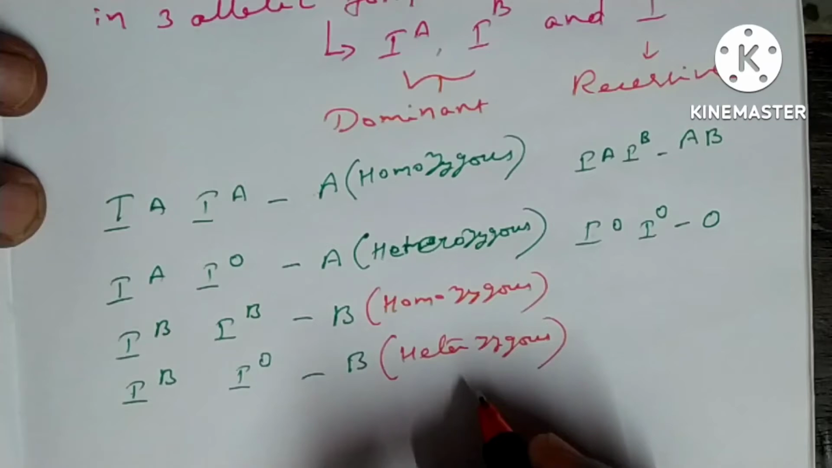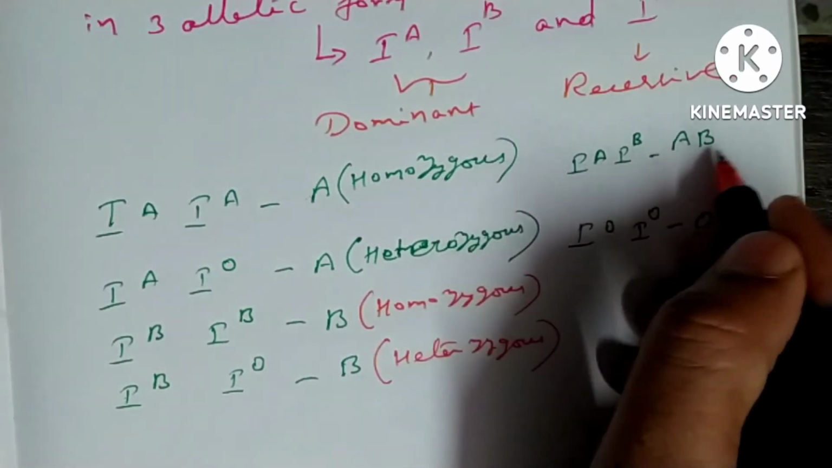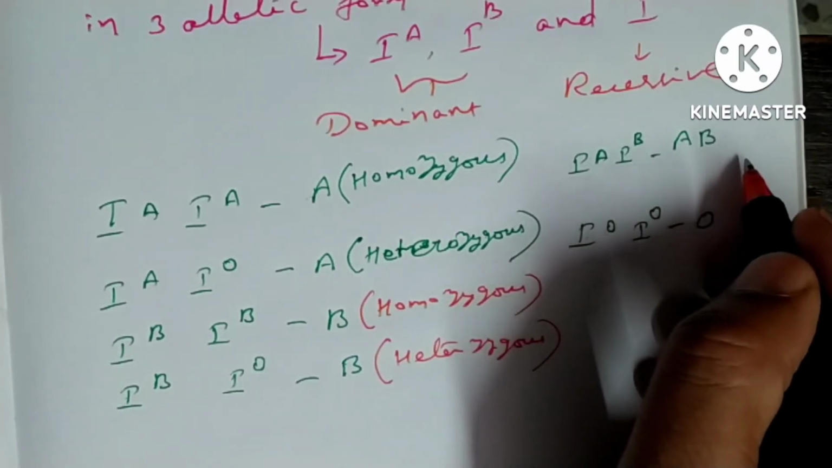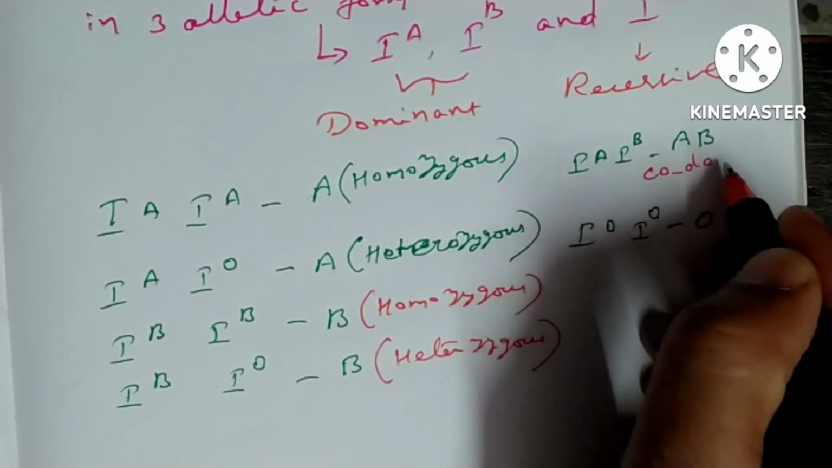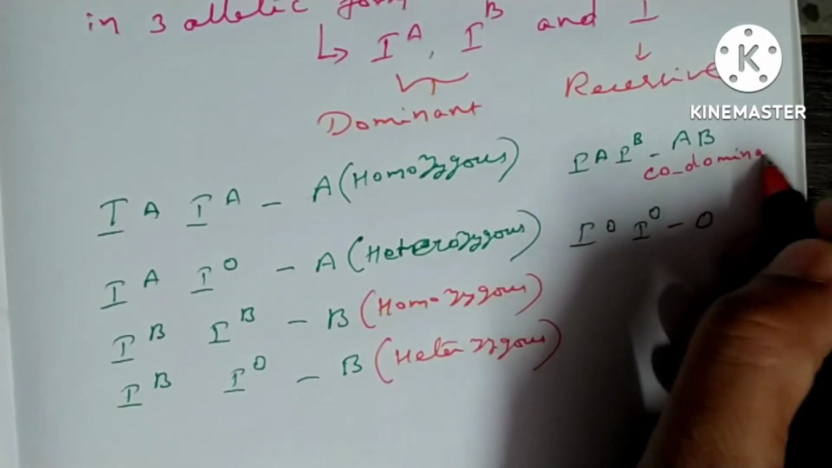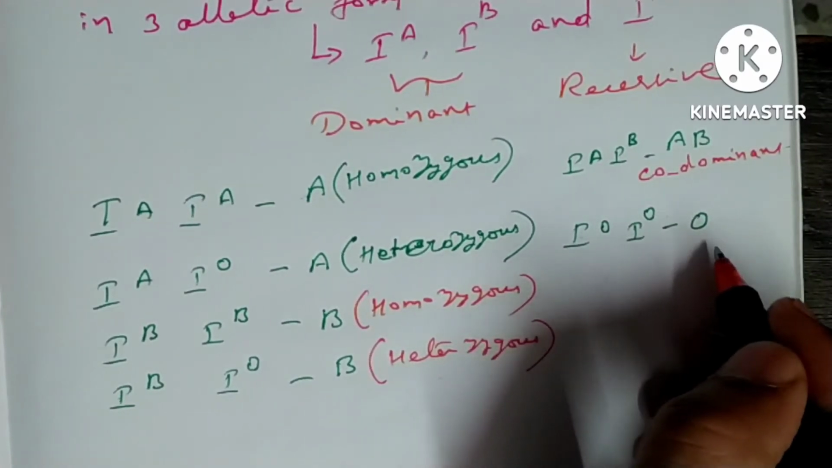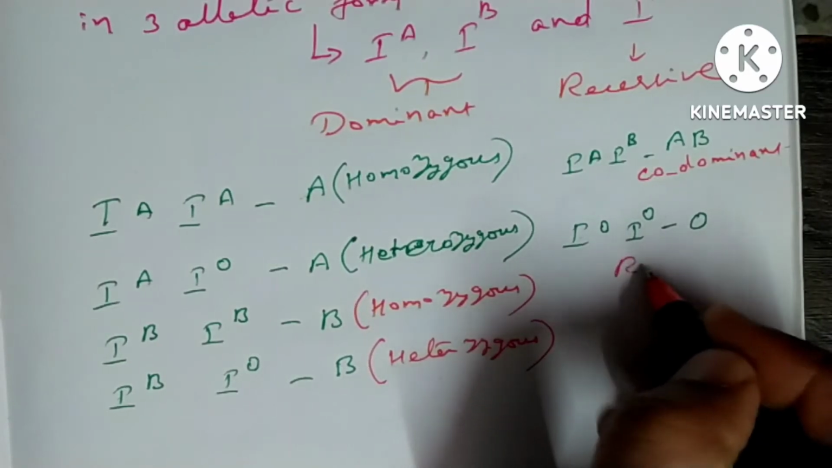Next one, IA, IB, blood group AB, but both A and B are dominant, so it is called codominant type. IO, IO, which gives the blood group O, it is recessive.